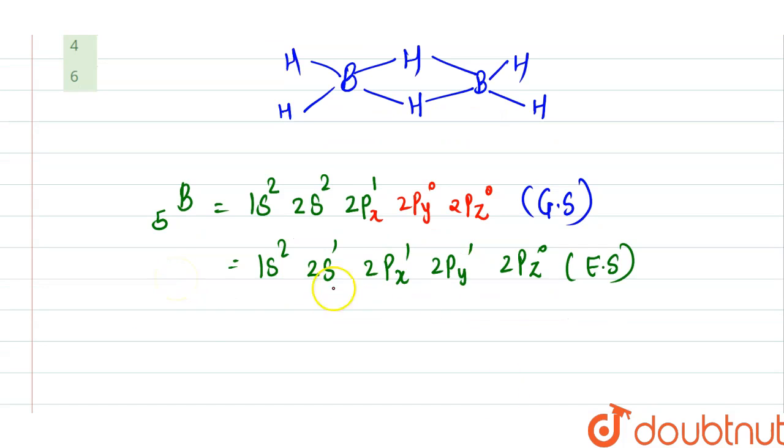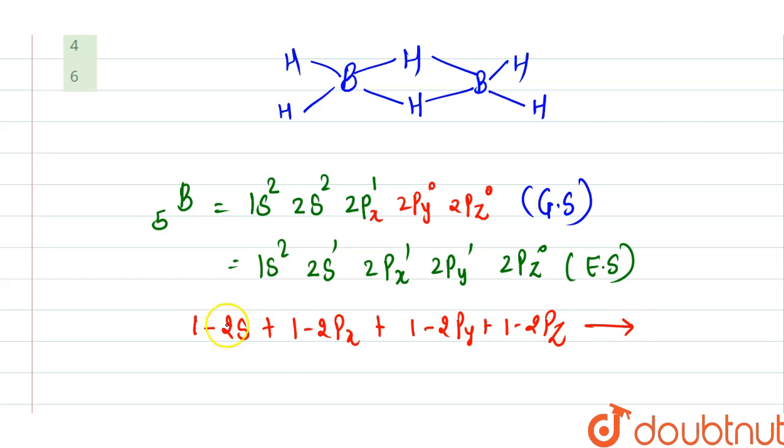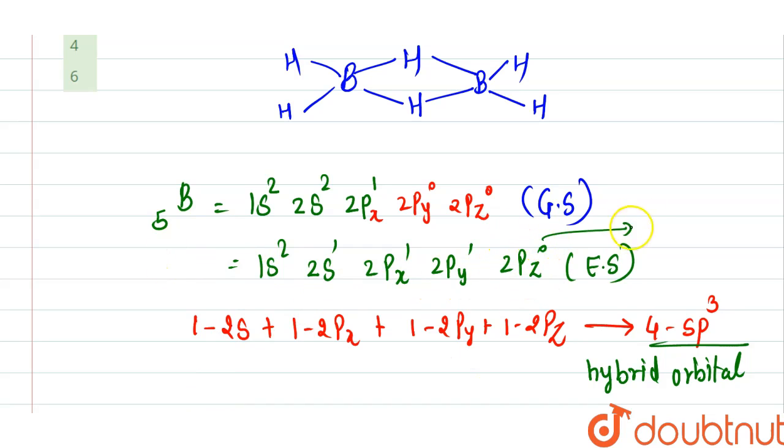So, when one 2s orbital, one 2px orbital, one 2py orbital, and one 2pz orbital mix and recast, 4 sp3 hybrid orbitals are formed. Mixing and recasting of the 2s, 2px, 2py, and 2pz. So, 2pz is the vacant orbital.